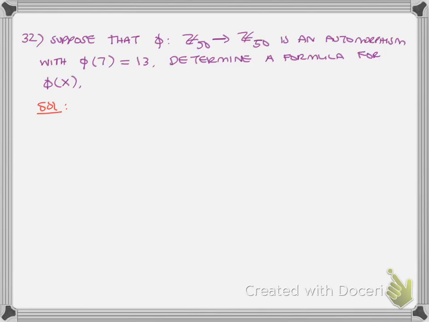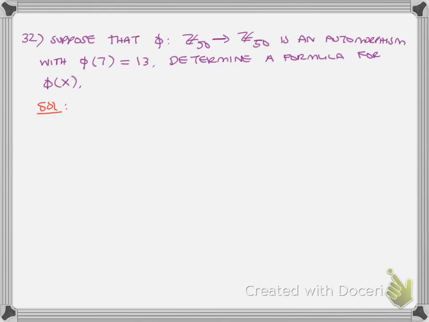Okay, so here's our next problem. We're supposing that phi from Z50 to Z50 is an automorphism with phi of 7 equals 13. Determine a formula for phi of x, okay? And so you should have read in chapter 6 about how they gave you an example dealing with automorphisms and showing like Z10, and make sure you go over that sort of problem, how they dissect and break it down, as well as the properties acting on isomorphisms with elements and with groups, right?